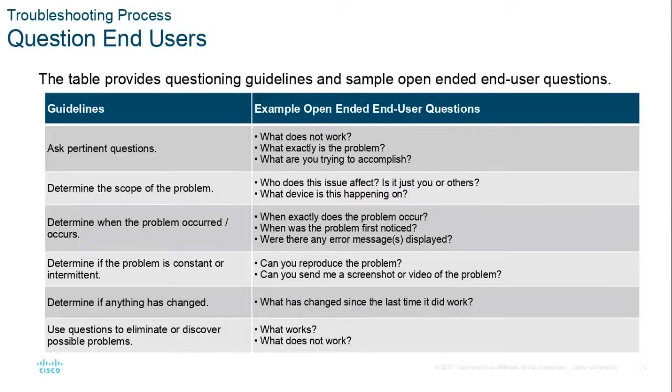For example, a user calls and says, I can't log in. And you say, well, will you step over to your neighbor's machine and see if you can log in from there? And if he can log in from his neighbor's machine, that sort of narrows the problem down. There's something wrong with his machine.